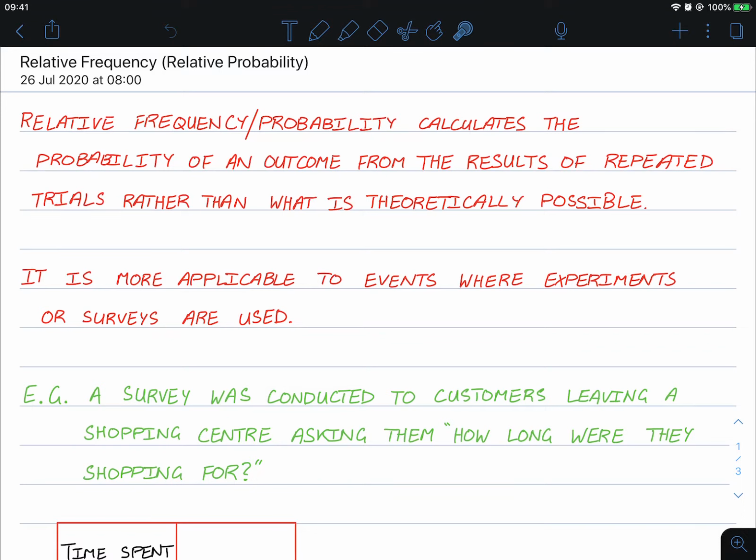Hello class, this is a video tutorial on relative frequency, also known as relative probability. Relative frequency or probability calculates the probability of an outcome from the results of repeated trials rather than what is theoretically possible. It is more applicable to events where experiments or surveys are used.